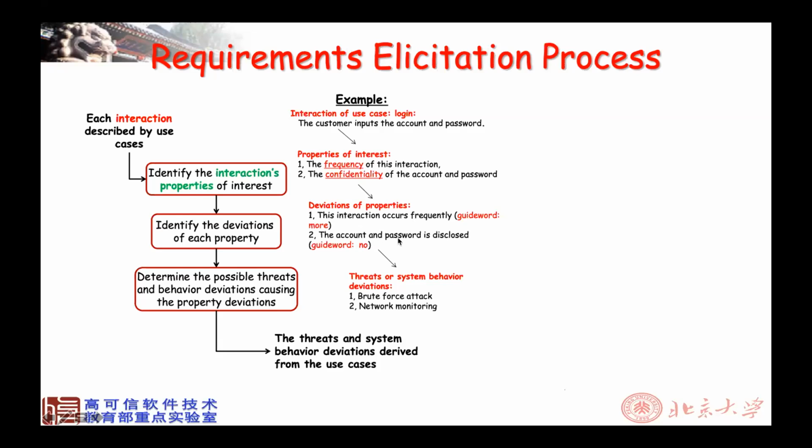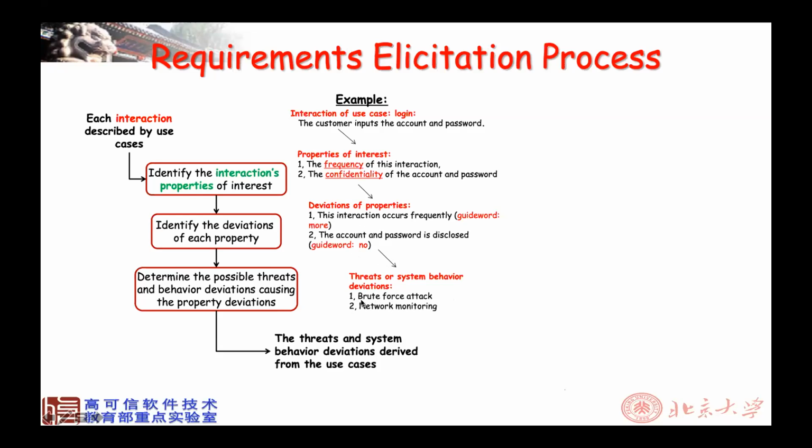And the account and password is disclosed. That means the account and password cannot be disclosed. So this is a privacy issue. With these guidelines, you can detect the concerns. Do we need to deal with the concerns? After we assess the risk, we need to include the countermeasures to deal with the threats.